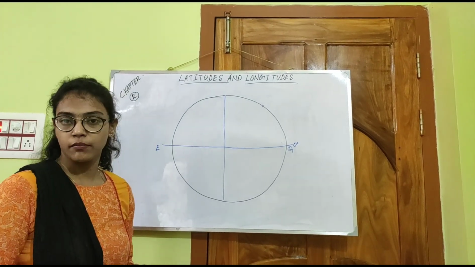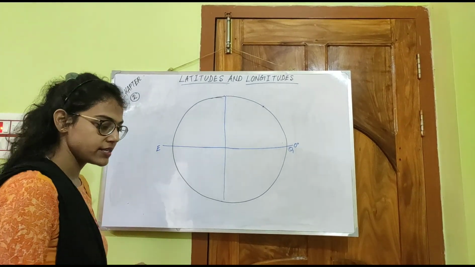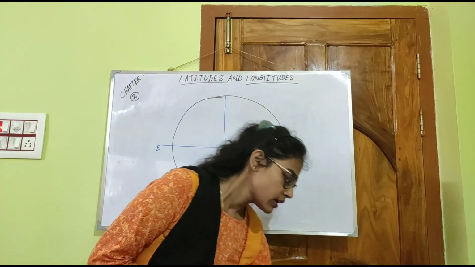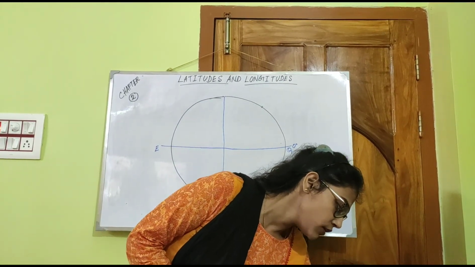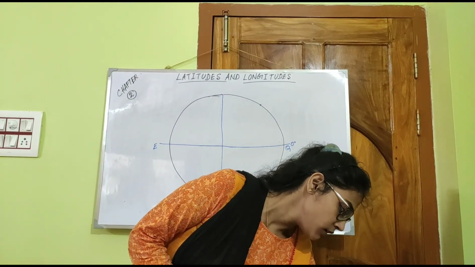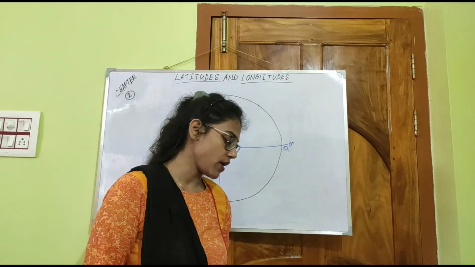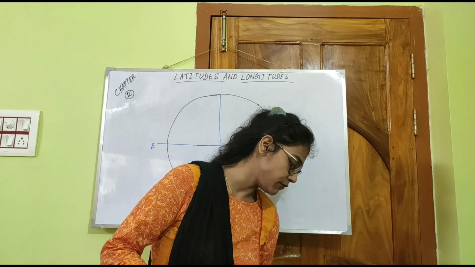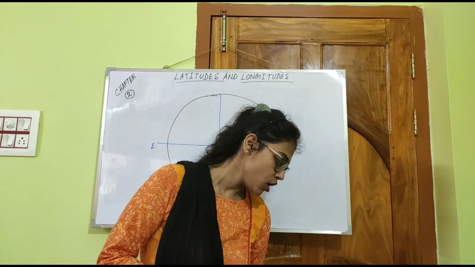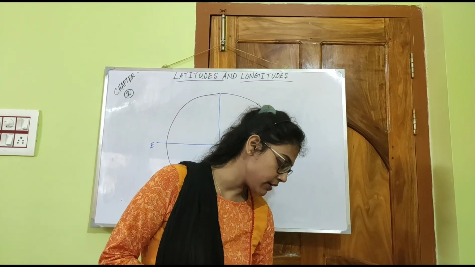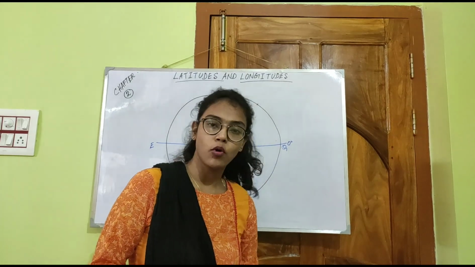In our class on latitudes and longitudes, where we left off in the last class, that is the 5 main parallels. I said that I will explain, and in the last video I explained figure 2.6. Now I am going to explain figure 2.8, determining the latitude of a place by the pole star.